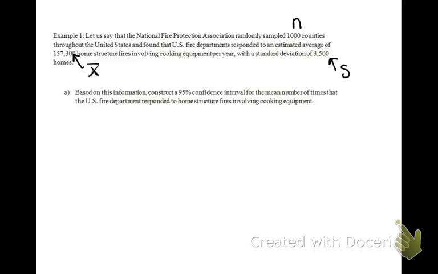Based on this information, I would like us to construct a 95% confidence interval for mu. And mu here is the mean number of times that the U.S. fire department responded to home structure fires involving cooking equipment. When it says 95% confidence, that tells us that alpha is 0.05.